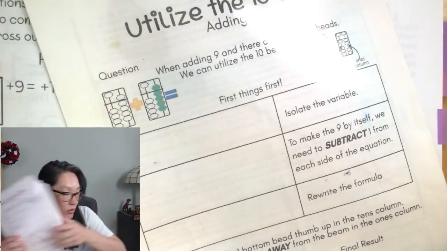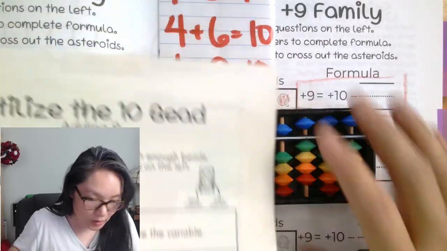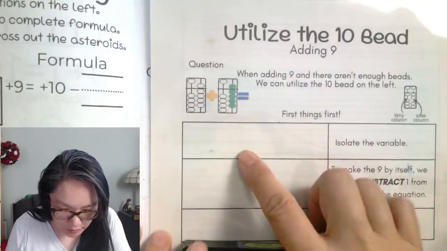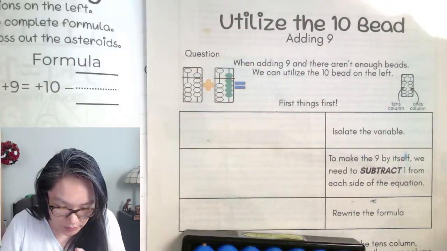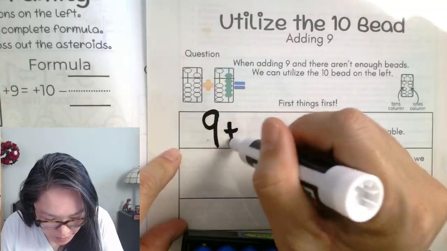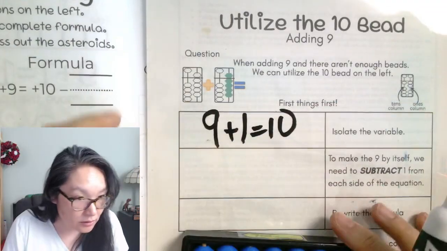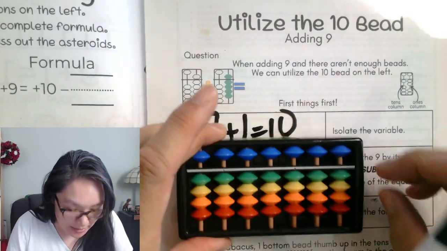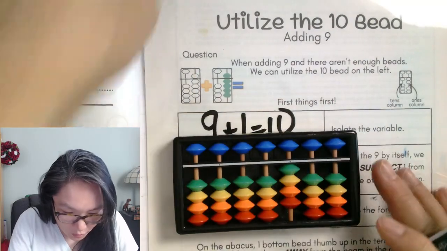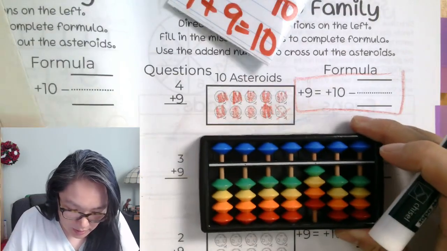What we're going to do is, let me know if anybody has any questions. We're going to isolate the variable. Again, 9 plus 1 is equal to 10. Yes, thank you, Destiny, that's exactly what it is. So what's going to happen is I had my 4, right? I add my 4. The question is, do I have enough?